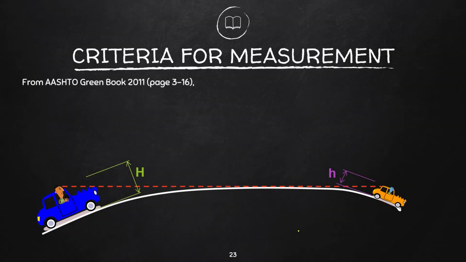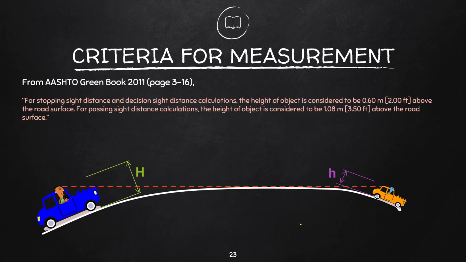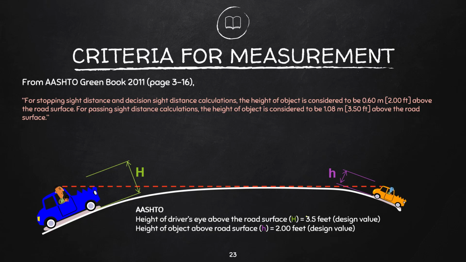Again from AASHTO, this time on page 16 of chapter 3: for stopping sight distance and decision sight distance calculations, the height of the object is considered to be 0.6 meters or 2 feet above the road surface. For passing sight distance calculations, the height of the object is considered to be 1.08 meters above the road surface. So this is the summary of that one.